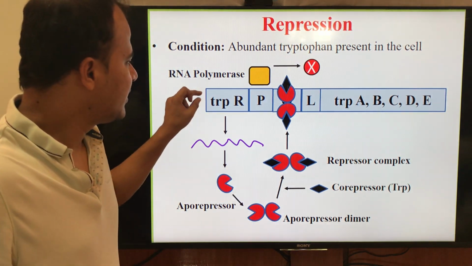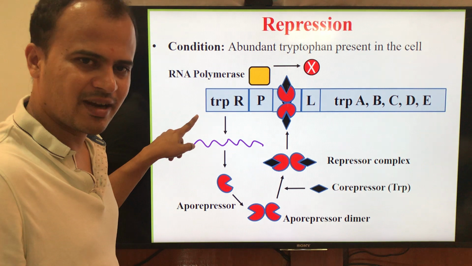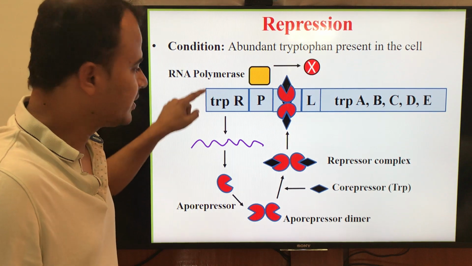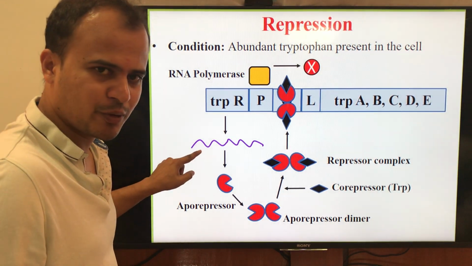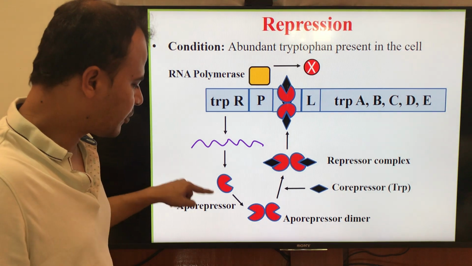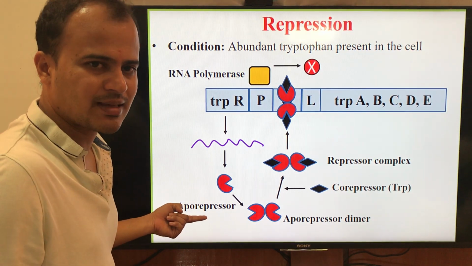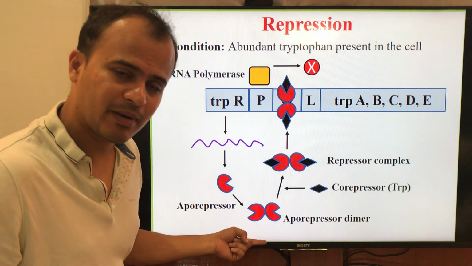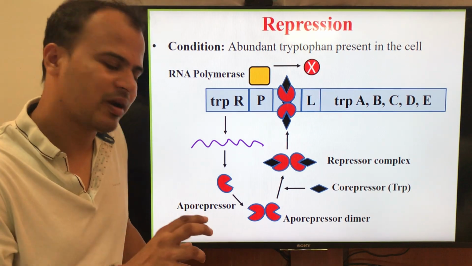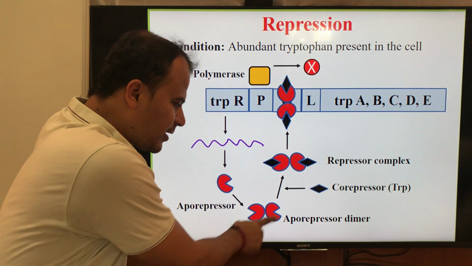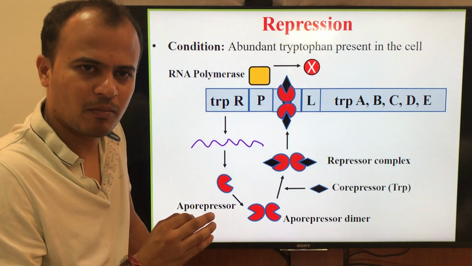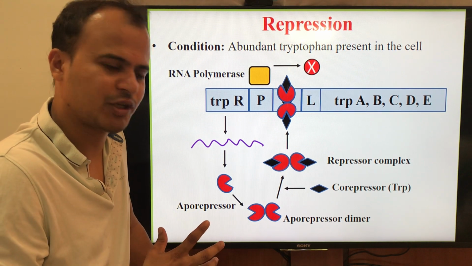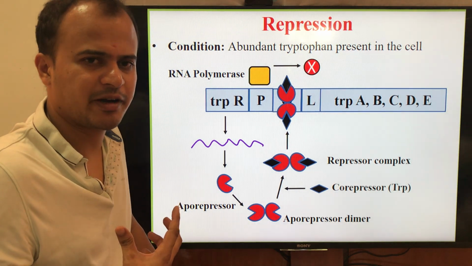Let's see now. As I said, there is a protein called TRPR protein, which is encoded by the TRPR gene. The TRPR gene undergoes transcription to produce mRNA. This mRNA produces a protein called aporepressor protein. The aporepressor protein undergoes dimerization with another aporepressor monomer. When it undergoes dimerization, it is in the inactive form. So basically aporepressor protein is synthesized in the inactive conformation. So how does it get activated?